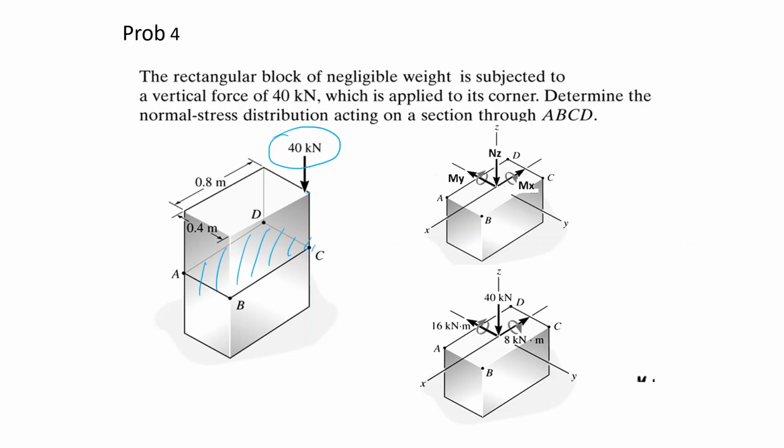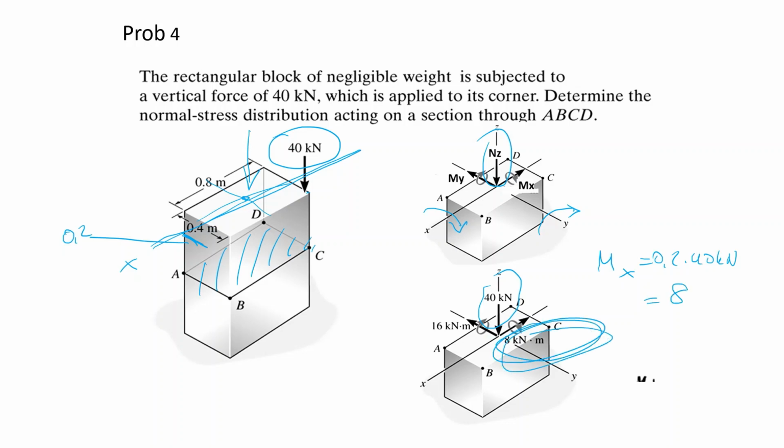B, C, D. Since it is not applied in the centroid, it will cause a compression, and bending moments around Y and around the X-axis. How do we calculate? Let's calculate Mx. So this is my x-axis. Well, the moment arm is this distance, 0.2 times 40 kilonewton will give you 8.